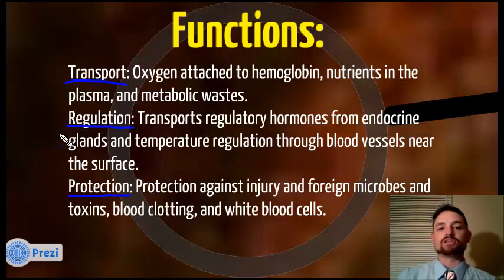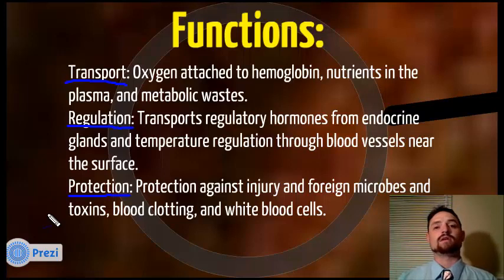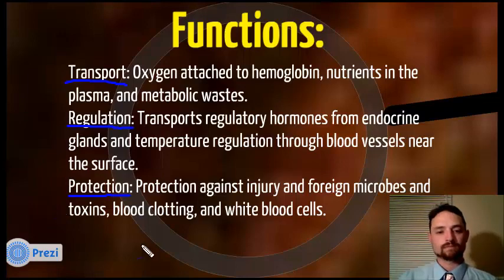And then you have regulation. Transports regulatory hormones from endocrine glands and temperature regulation through blood vessels near the surface. This is one of those homeostatic mechanisms that the circulatory system is involved in. And of course, the final one, protection. Protection against injury, against foreign microbes, toxins. It gives you the ability to blood clot, your white blood cells, that line of defense in there that's going to help protect. We're going to go into more detail when we talk about the immune system, about protection.